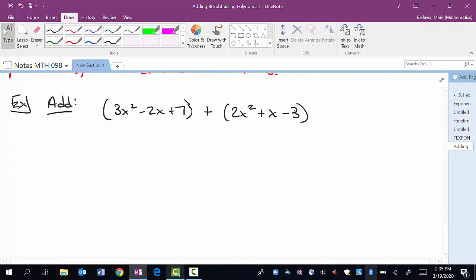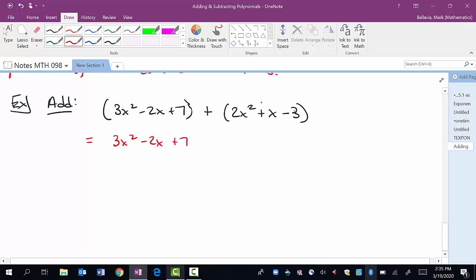So to add these, really first you have to distribute to remove the parentheses before you can combine any like terms. So on this first polynomial, there's nothing to distribute through here. It's really like a positive 1 times this. So you can just drop those parentheses. So you're left with 3x squared minus 2x plus 7.